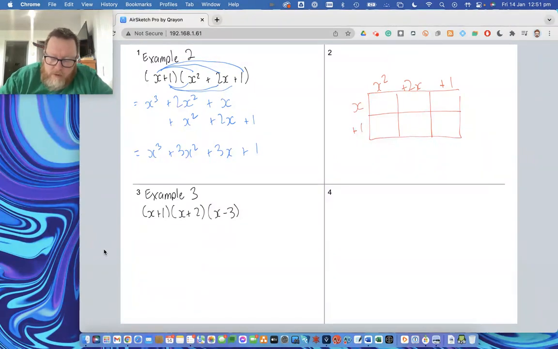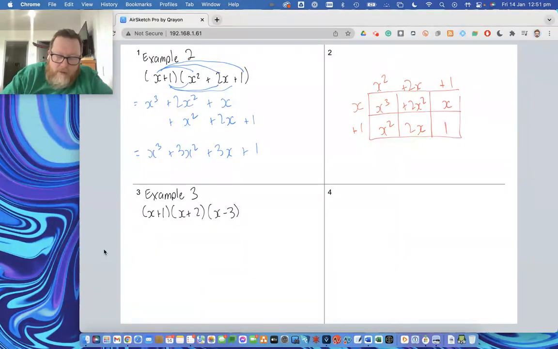And then I'm going to fill in the boxes. x times x squared is x cubed. 1 times x squared is x squared. x times 2x is plus 2x squared. 1 times 2x is 2x. x times 1 is x, and 1 times 1 is 1.